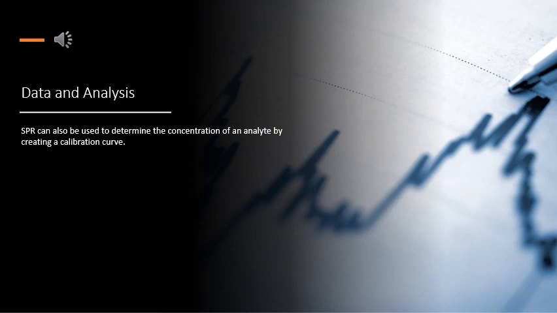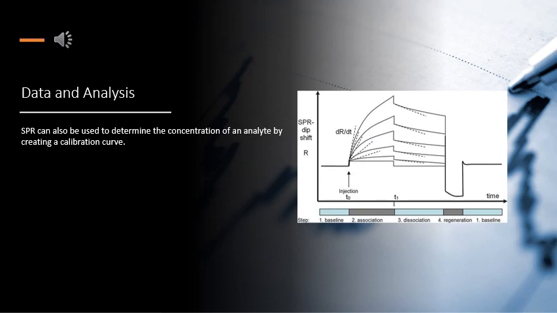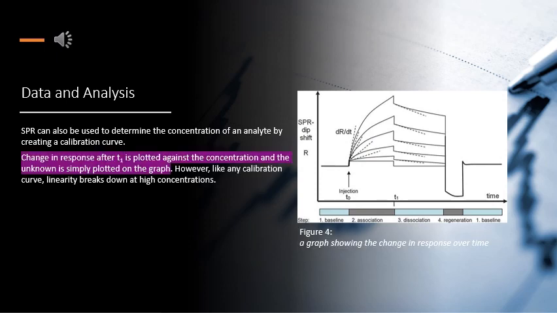SPR can also be used to determine the concentration of an analyte. A calibration curve can be created by plotting the change in response over concentration. However, this only works at low concentrations of analyte, as at high concentrations, the linearity breaks down due to activity of the ligands. The concentration of an unknown can then be determined by measuring the change in response and plotting on the curve, provided that the concentration of the analyte is low enough that it falls into the linear, concentration-dependent section of the calibration curve.